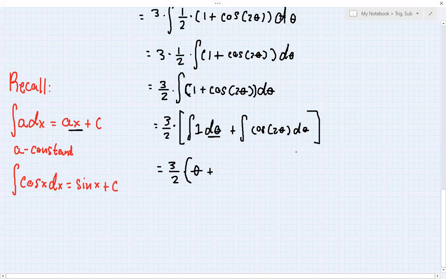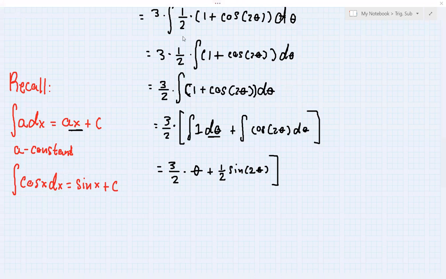Alright? Plus, paano naman ito? Ang sagot mo rito is 1/2 times sine of 2 theta. Okay? Mali pala pagka-bracket. So, here's a question. Paano ko nagawa yun? Yun yung U substitution. U substitution gamit natin dito sa cosine of 2 theta. Okay. So, don't forget your plus C because na-integrate na natin sila.